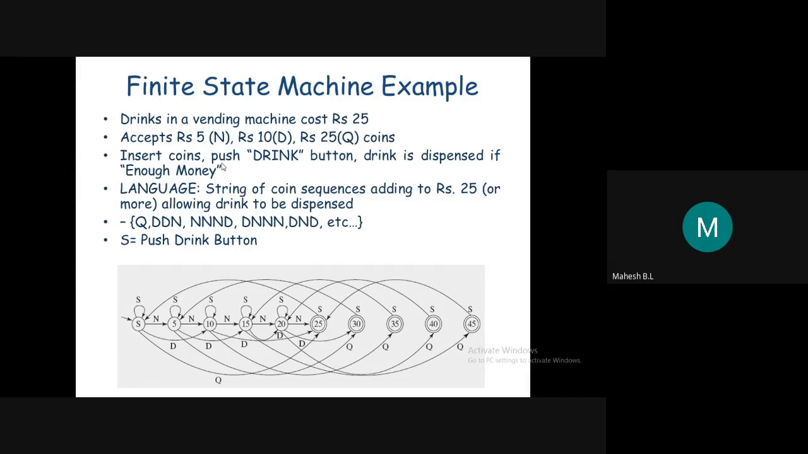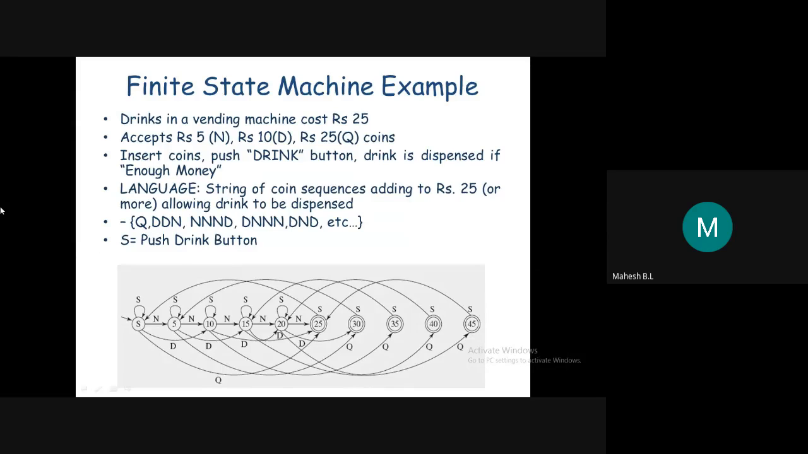So you need to insert coins and press the drink button. If money is sufficient, you'll get the drink. Language: strings of coin sequences adding to rupees 25, allowing the drink to be dispensed. Q is representing the 25 rupee coin. So Q belongs to the language. If you insert Q, that is a 25 rupee coin, and press the drink button, you'll get the drink. That means Q belongs to the language.